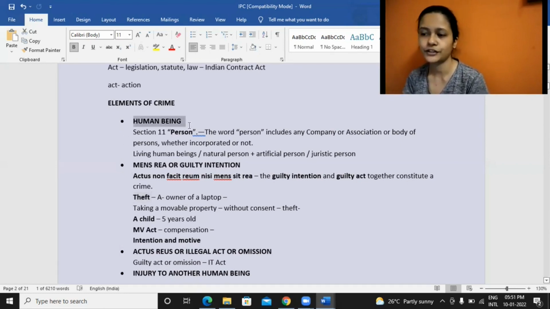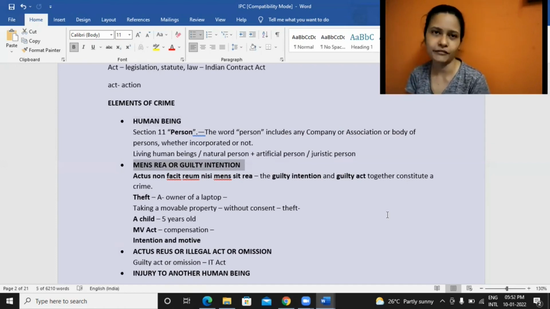Okay, so first of all, we have human being. Secondly, we have mens rea or guilty intention. But now, mens rea is just in my mind, right? Just having bad thoughts in my mind is not enough, because it's not causing any harm to anyone. Plus, it's very difficult to prove as well, right?